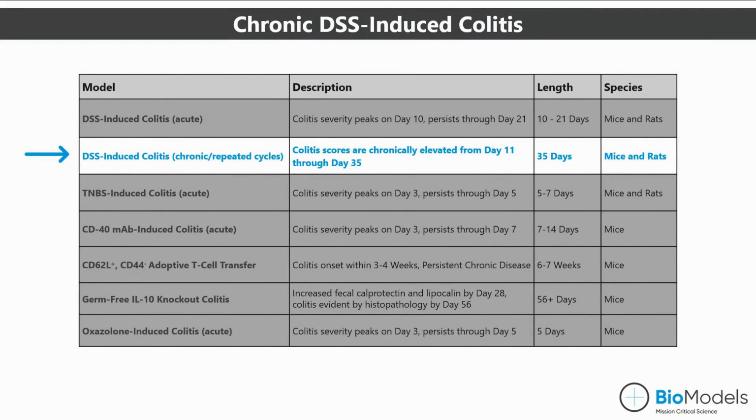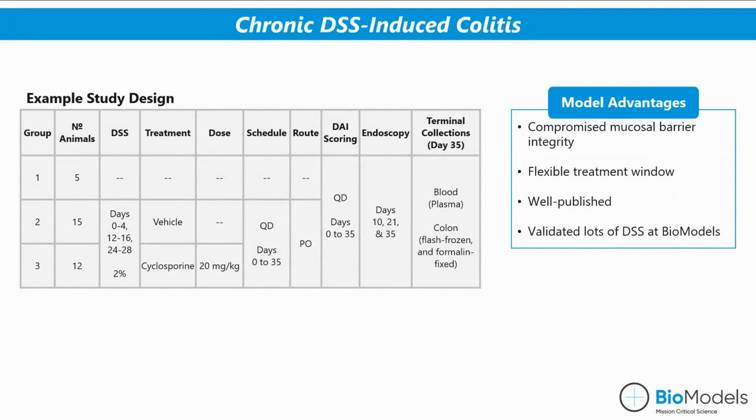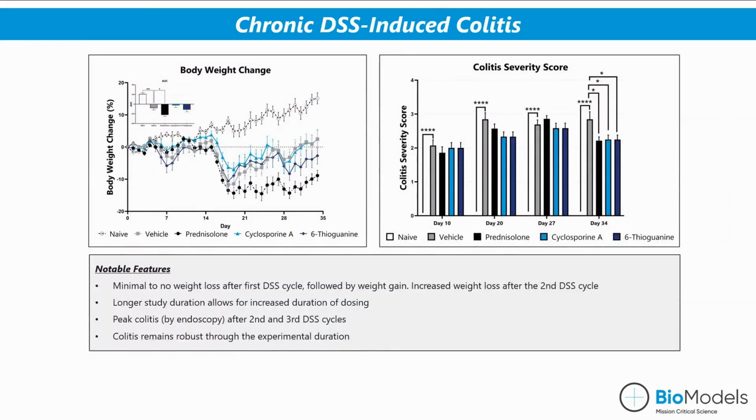Moving to the chronic DSS-induced colitis model, we have disease induction using 3 cycles of DSS as shown here. The treatment window for reference compounds and test treatment is flexible, and the study typically terminates on day 35. Body weight loss in the model typically begins following the second cycle of DSS with reference compounds such as prednisolone, cyclosporin A, and 6-thioguanine providing little benefit.